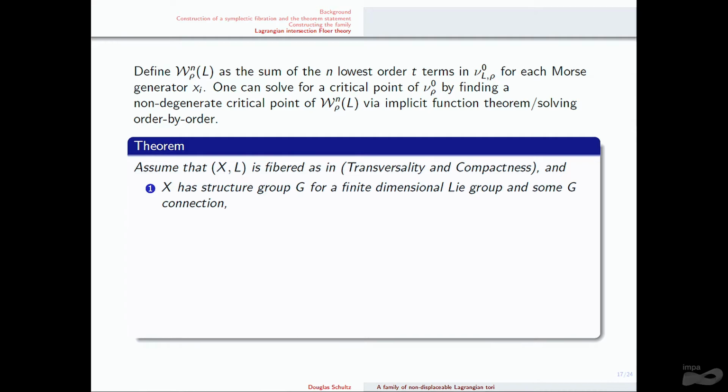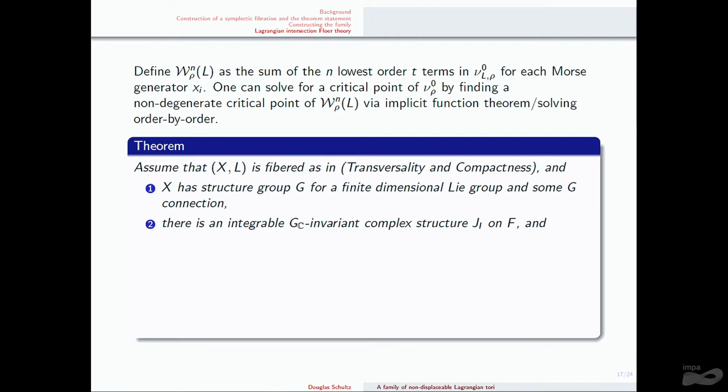So the structure group of X is some finite dimensional Lie group that acts by Hamiltonians on F. And so this action, we're assuming all of this. So the action extends to a sort of complexified group action, for which there's an invariant integrable complex structure.